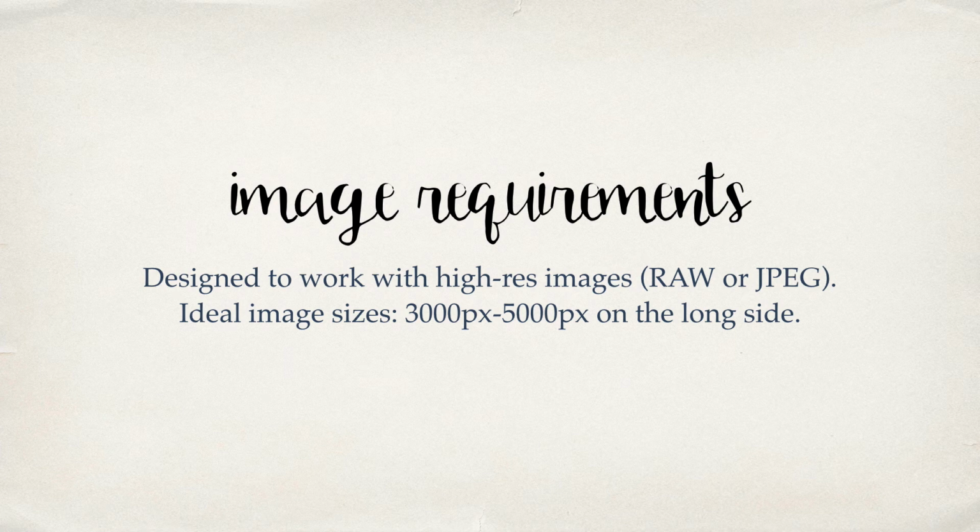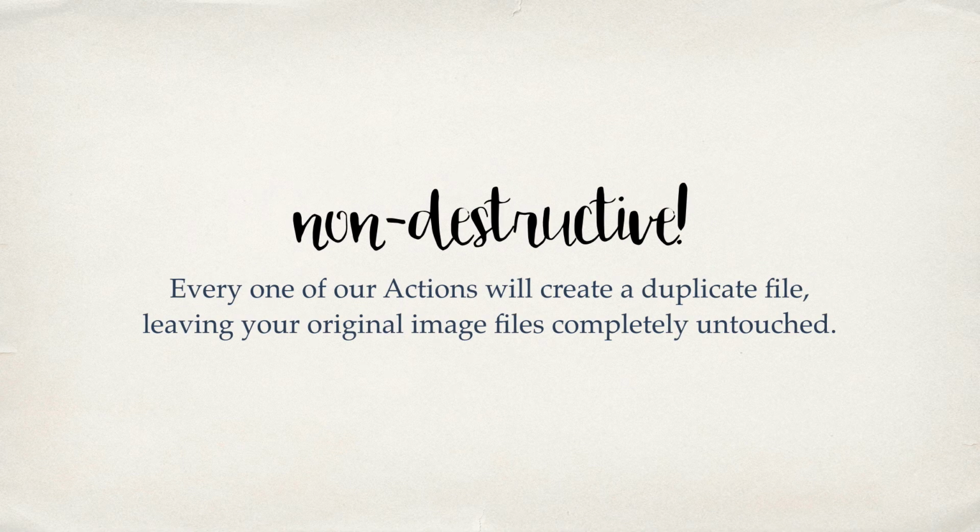Additionally, some of our actions include a version of the action optimized for lower res images, either shot with a smartphone or a point-and-shoot camera. When running the action, choose either the high or low res action option depending on the image you are working with. The ideal image size for optimal results is anywhere between 3000 to 5000 pixels along the long edge of your image. Another point to note is that our actions are entirely non-destructive. Every one of our actions will create a duplicate file, leaving your original image files completely untouched.